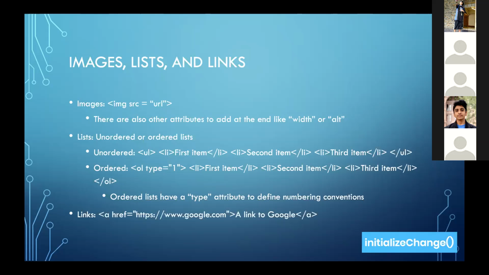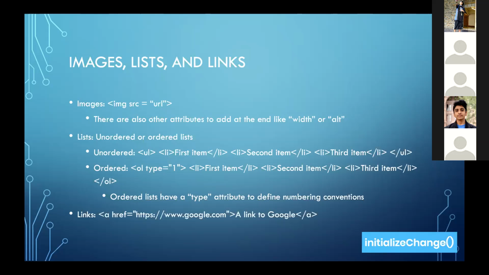And then for the ordered type, it's going to be OL, and it's the same thing as the unordered list. However, there's an attribute called type. In the type section, you can specify a certain type of numbering convention or lettering convention. So in this case, if you say type equals 1, it'll specify 1, 2, 3 in that order. Or if you do A, you can do A, B, C, like that.